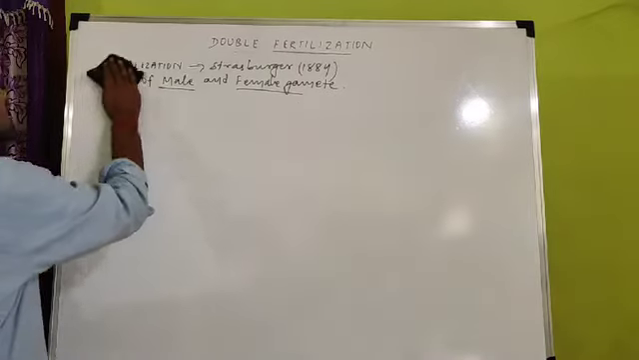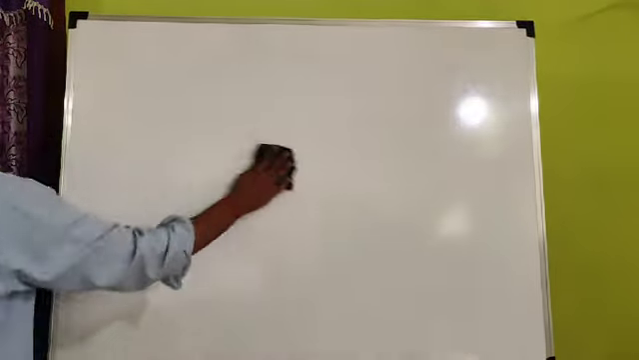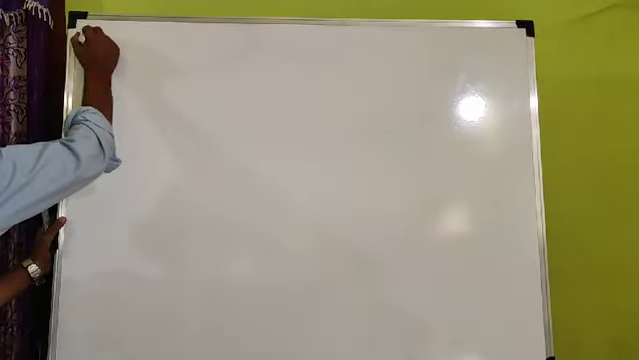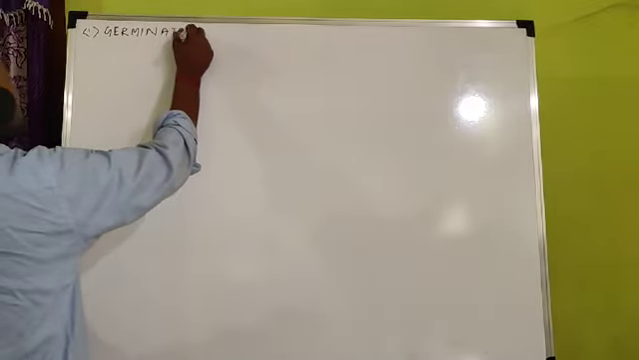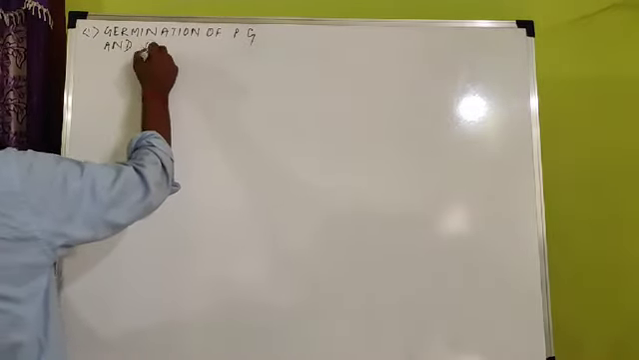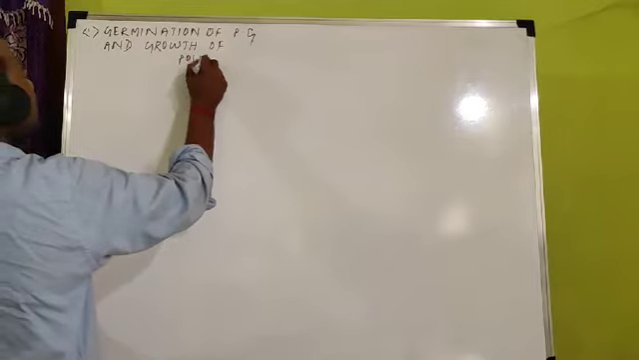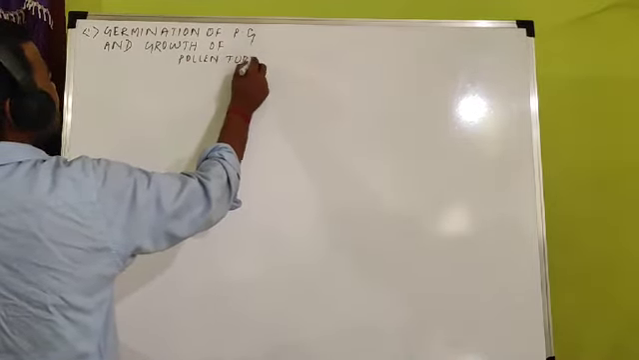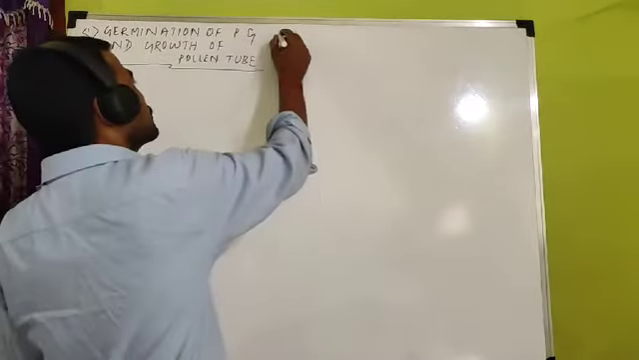Now we will move towards the steps of fertilization. It is very important how the fertilization takes place. The fertilization in case of plants takes place in 4 steps. Number 1 is germination of pollen grain and growth of pollen tube. Already you know what is pollen tube, in the development of male gametophyte we have discussed. Still here we will discuss in detail.